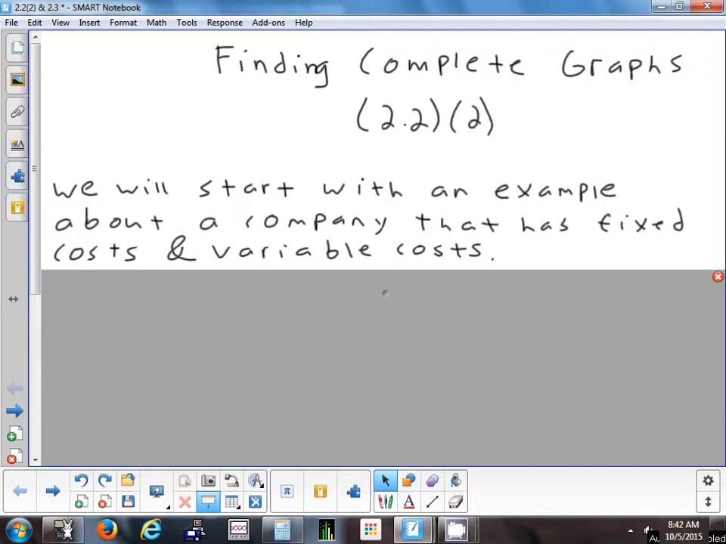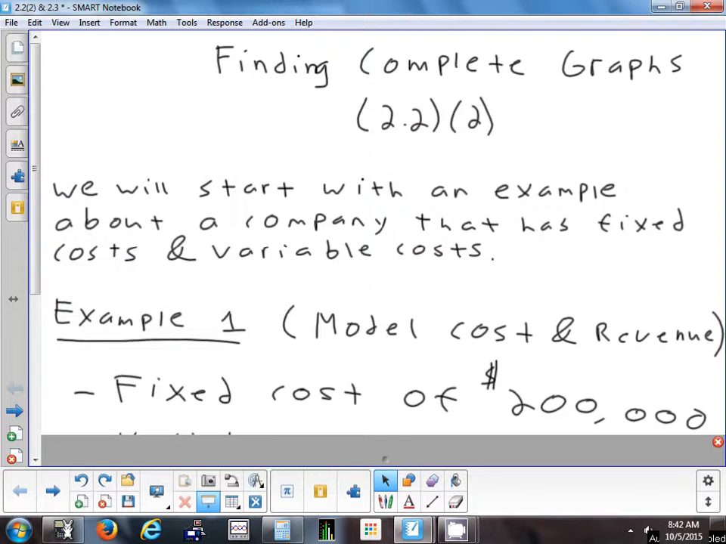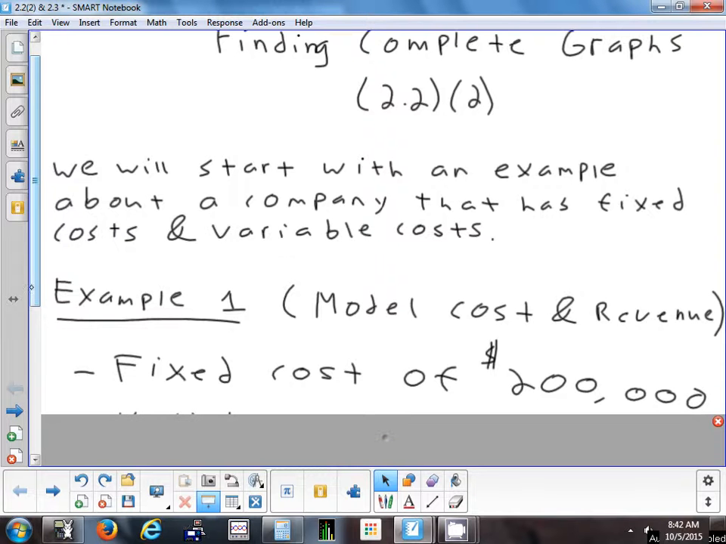All right, so we're going to start out with an example where a company has two different kinds of costs. They've got what's called fixed cost and variable costs. You don't have to write that. That's just what we're going to do. This particular company has a fixed cost of $200,000. A fixed cost might be like a salary. They pay $200,000 in, say, salaries to all their employees.